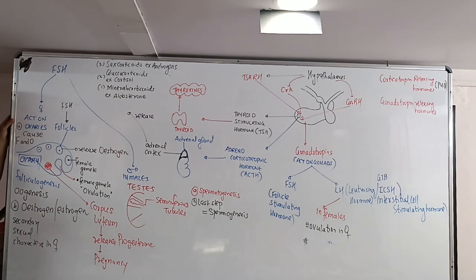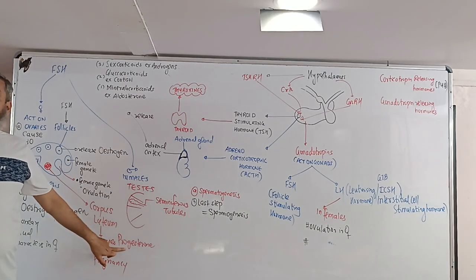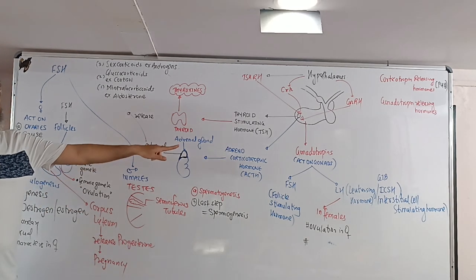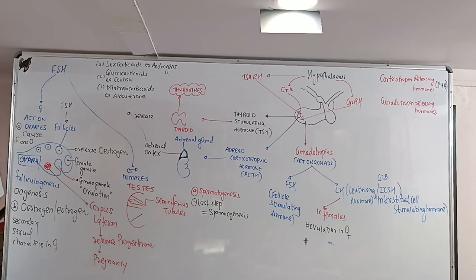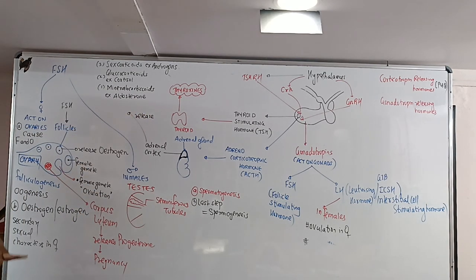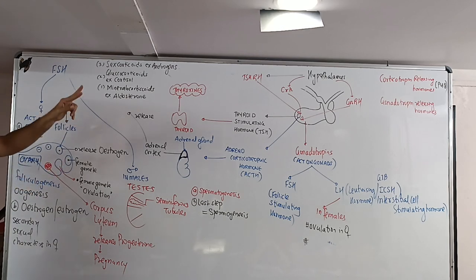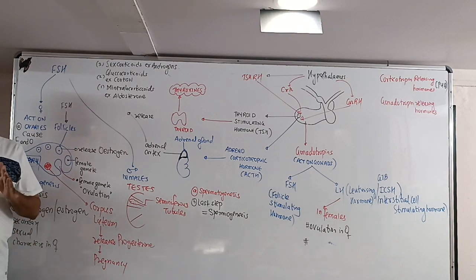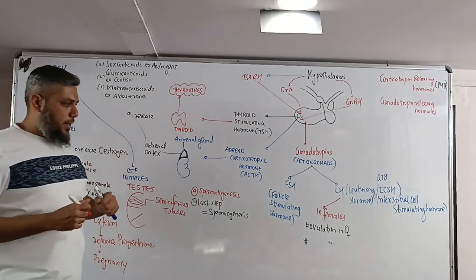Which hormone is responsible for secondary sexual characters in females? How many hormones did I mention right now? Three. Who are they? Progesterone, gonadotropins, and GnRH. And how many glands did I mention here? Three. Ovaries, the corpus luteum, pituitary gland, and hypothalamus. I hope you got it, everybody. Yes or no?